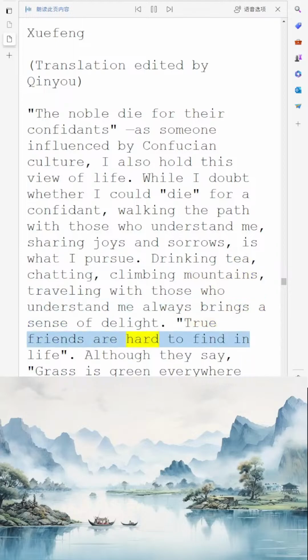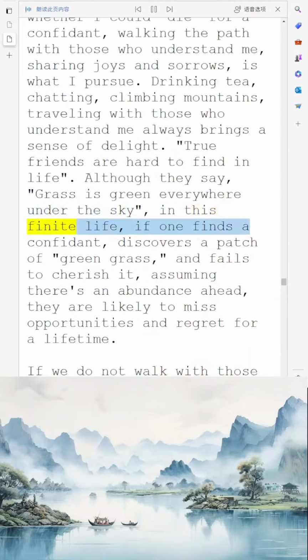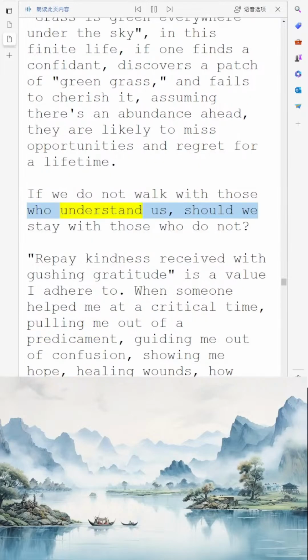True friends are hard to find in life. Although they say, grass is green everywhere under the sky, in this finite life, if one finds a confidant, discovers a patch of green grass, and fails to cherish it, assuming there's an abundance ahead, they are likely to miss opportunities and regret for a lifetime. If we do not walk with those who understand us, should we stay with those who do not?